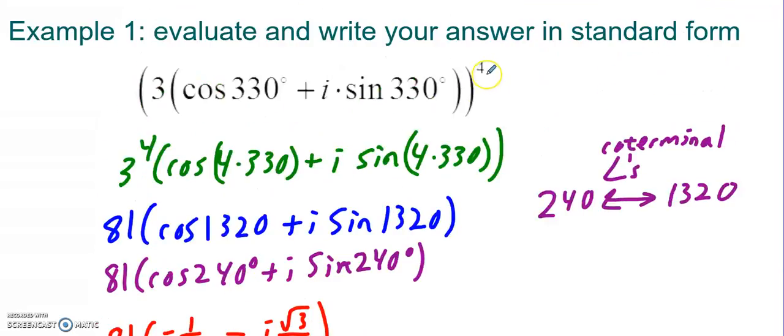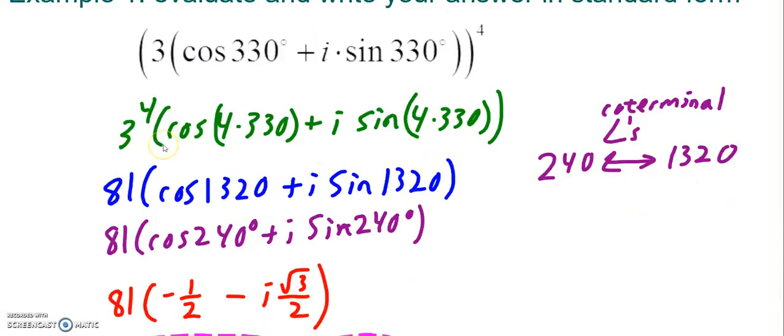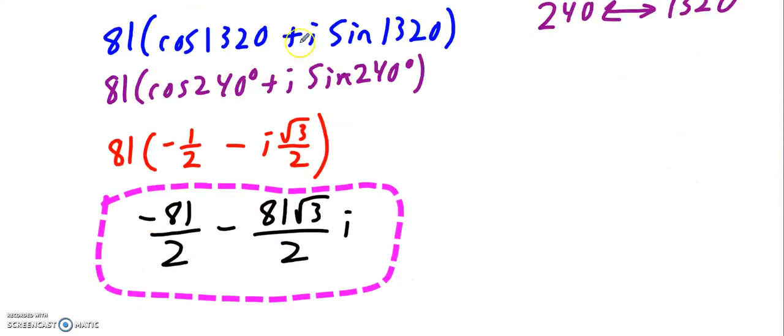So again, this was much easier to do in trig form if I had first figured out what is the cosine of 330, the sine of 330, distributed the 3, and then raised that quantity to the fourth power. That would have been a mess. Could I do it? Absolutely. But it would have been a lot more work than what I did here.